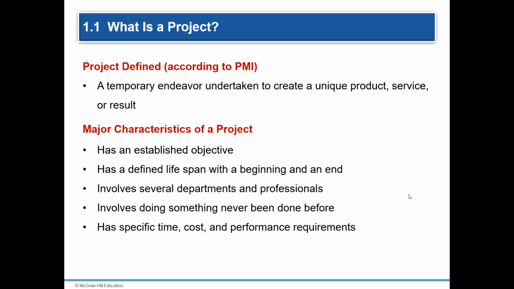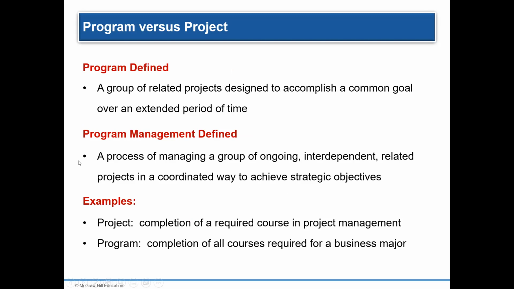So how do we define a project versus an operation? Well, when we define a program or a project, an operation, a lot of times a program is defined as a group of related projects designed to accomplish a common goal over an extended period of time. So a program, for example, is you pursuing your BBA. Okay. Most of you guys are getting your Bachelor of Business Administration. And what you're doing right now is you're going in and you're getting a program. Okay. The program has already been defined.